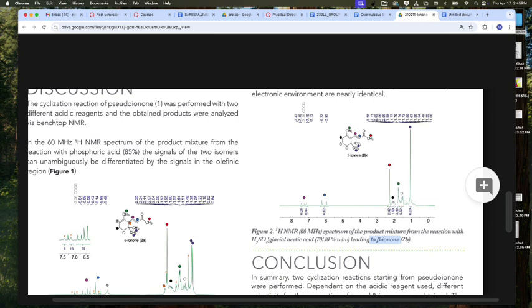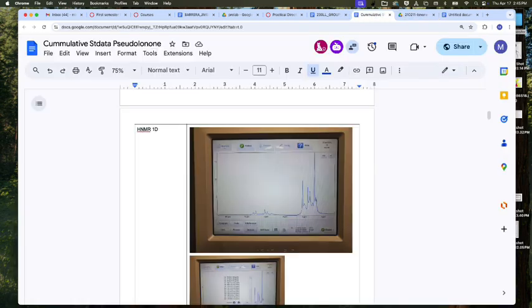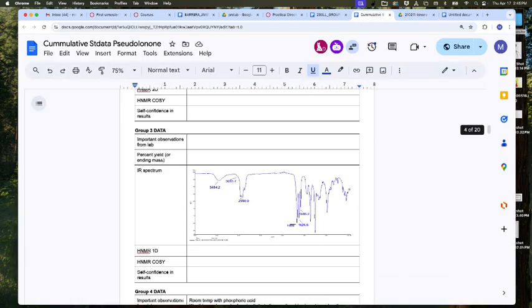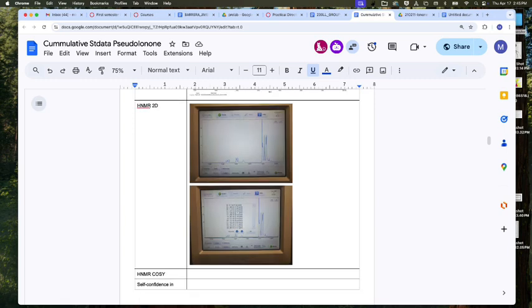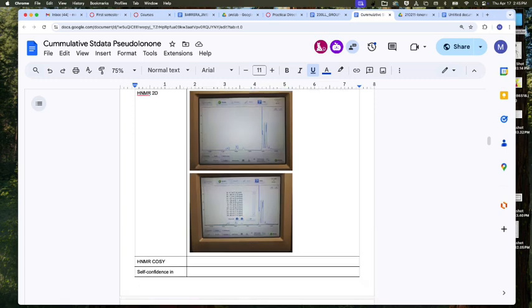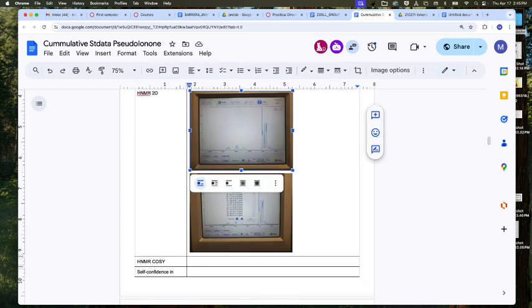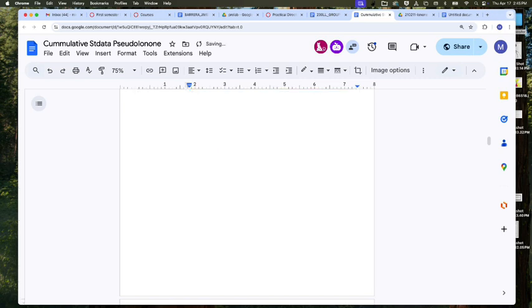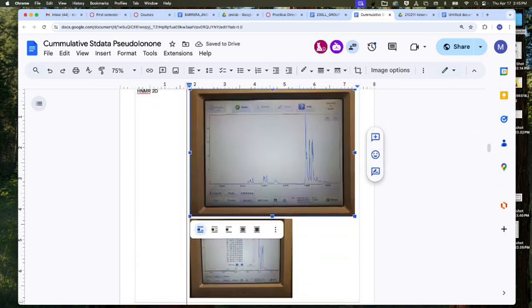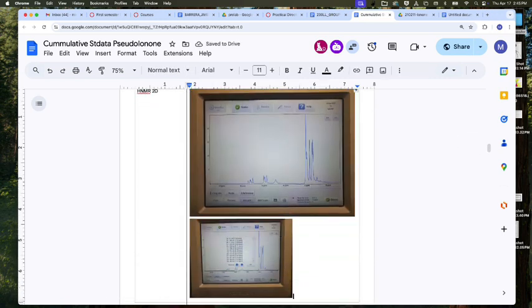Okay. What's the little bit more than that? So again, back and forth. Let's take a look at this one. Where'd it go? Does this one look like the beta ionone?